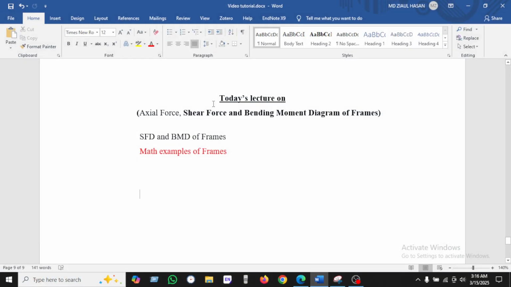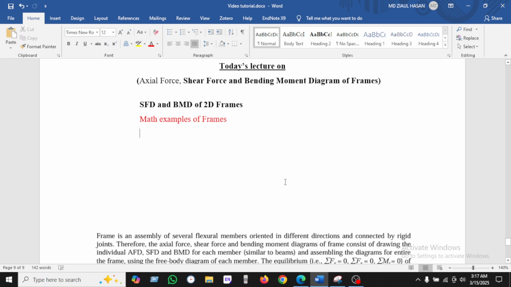Hello everyone, today I am going to deliver a lecture on axial force, shear force and bending moment diagram of the frame. So mainly we will focus on the shear force and bending moment diagram of the 2D frame. Okay, the example of 2D frame. So before going to start, I am giving some theory.